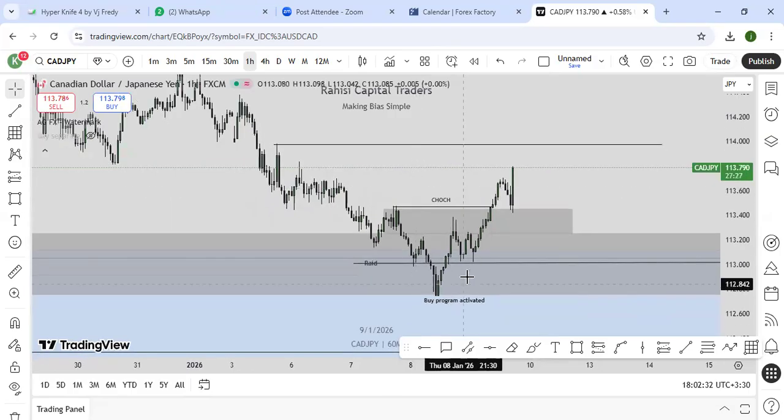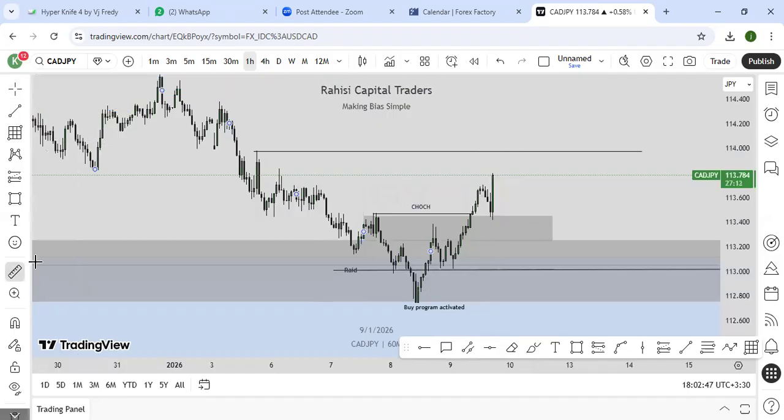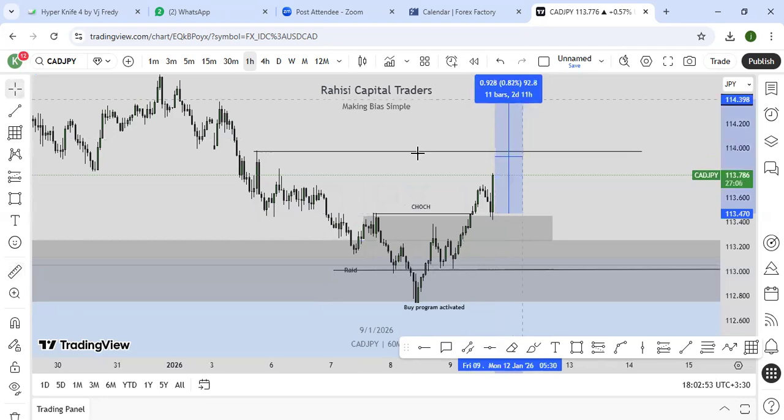But remember, we don't trade here. For us, we trade when all these things are aligned. When there's red, when there's buy program, when there's CHoCH, when everything is aligned, that's when we trade. So it came back in New York. So there's a buy which is going to happen. So price just tapped up to here. That is 49 pips. When you continue to this, that is 91 pips.